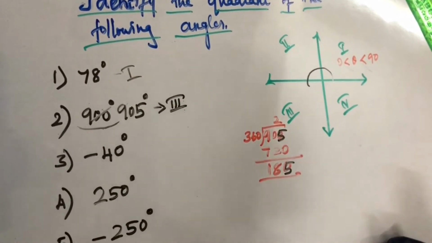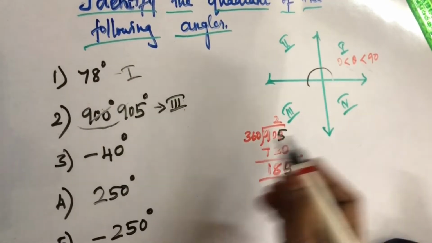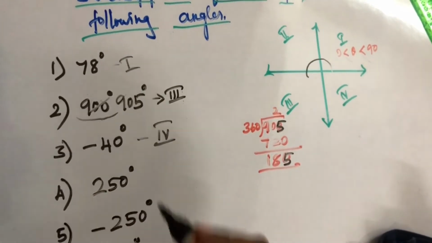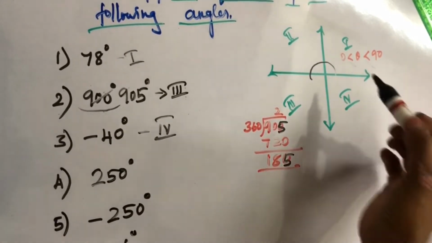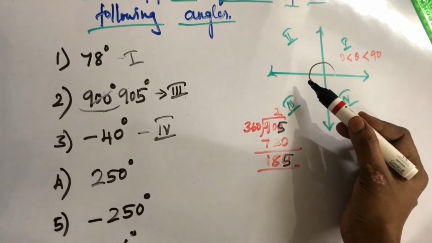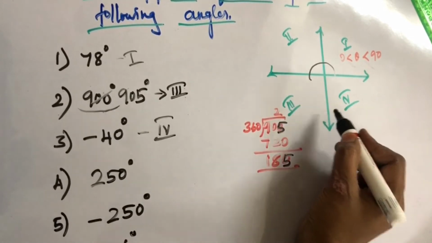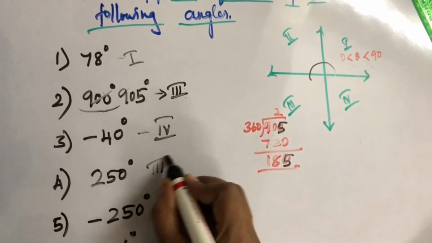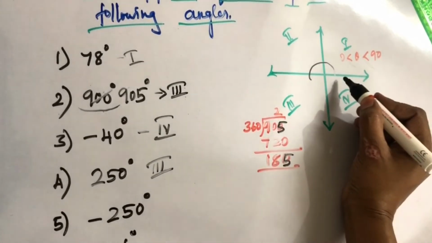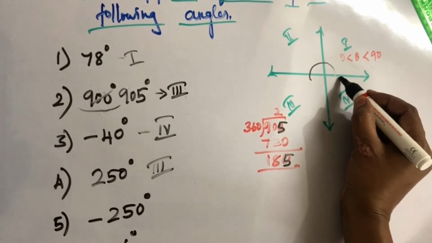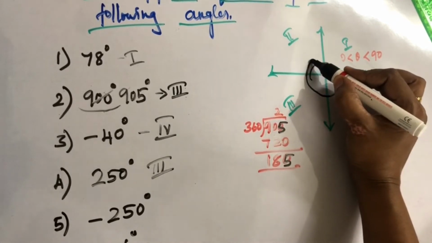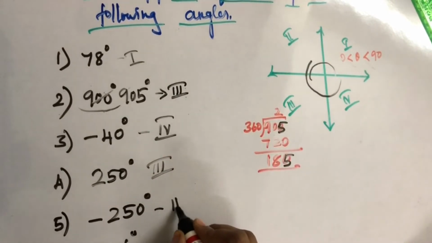Minus 40, we have to come in the clockwise direction. So minus 40 lies in which quadrant? Fourth quadrant. 250 degree: in the third quadrant, the angle measures lie between 180 and 270. So 250 will come here in the third quadrant. Minus 250: if I start from here in the clockwise direction, minus 90, minus 180 and minus 250 will come in this quadrant, and it is the second quadrant.